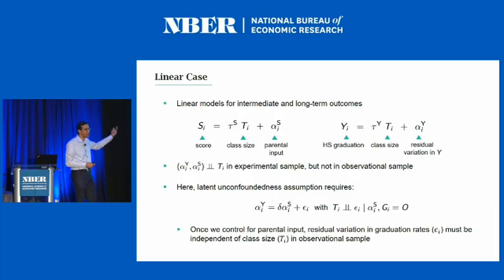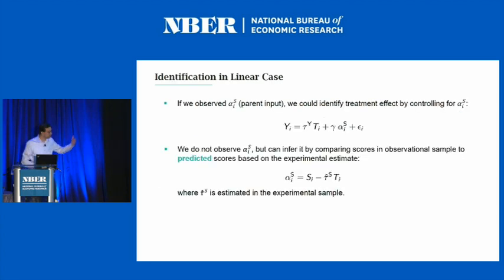So I can basically back out the parental inputs in some sense in the observational data because I know what the true treatment effect is that I've estimated in the experimental data. And under the assumption of external validity, that tau s is the same in both data sets, so I can carry the tau s over to the observational data and figure out the selection term. And so that's exactly what we're doing here. We infer that selection term by comparing realized scores in the observational sample to predicted scores based on the experimental estimate, where we estimate tau hat s in the experimental data.